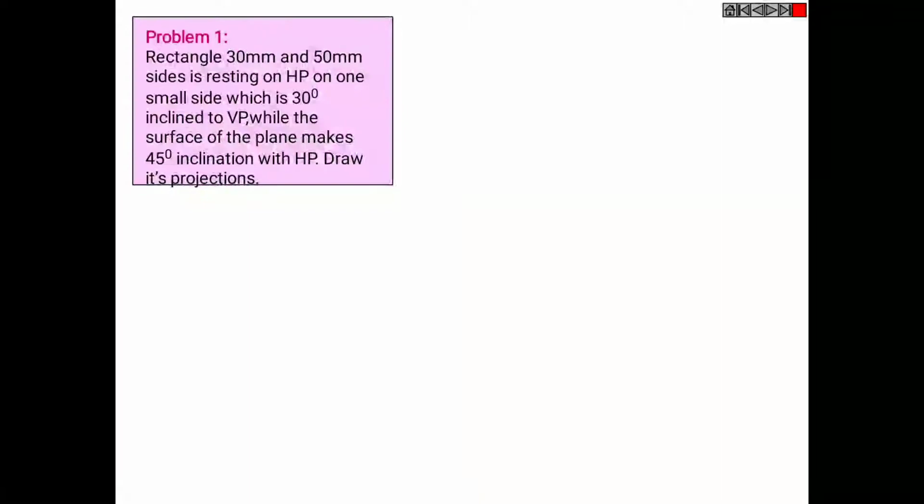This rectangle of 30 mm and 50 mm sides is resting on HP on one small side, which is 30 degrees inclined to VP, while the surface of the plane makes 45 degrees inclination with HP. Draw its projections. Now this is a rectangle with 30 mm and 50 mm sides resting on HP on one small side, which is 30 degrees inclined to VP, while the surface of the plane makes 45 degrees inclination with HP, and draw its projections.